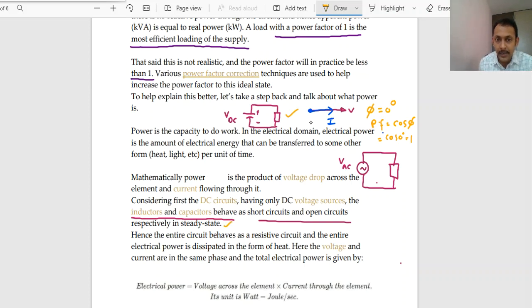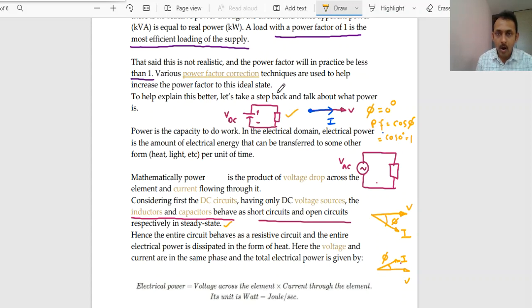But whereas if it is an AC circuit, some angle will exist between the voltage and current. If it is inductive in nature, current lags the voltage by phi. If it is capacitive in nature, current leads the voltage by some angle phi, right? So this is very, very important.